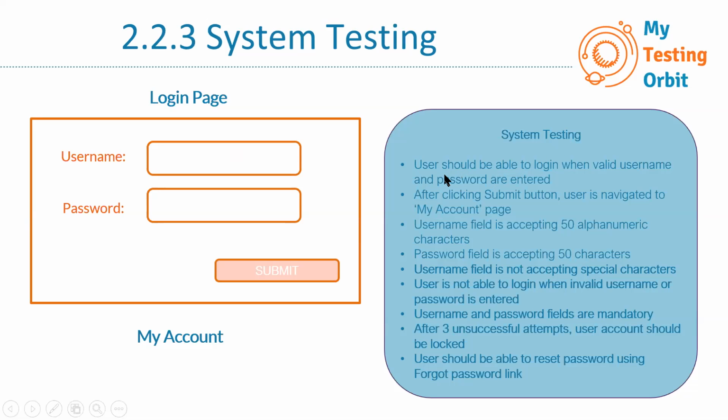So in system testing, a tester will test that user should be able to log in when valid username and password are entered. Then after clicking submit button, user is navigated to my account page. Username field is accepting 50 alphanumeric characters. Password field is accepting 50 characters. So these are a few basic tests, the positive tests, which a tester will be testing.